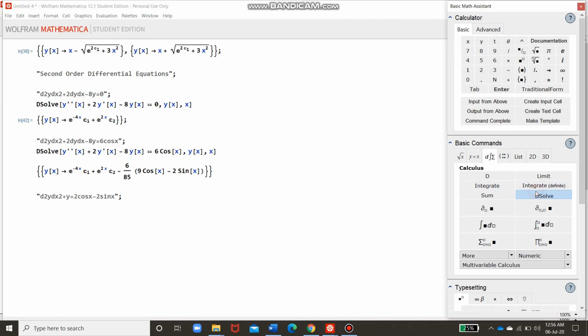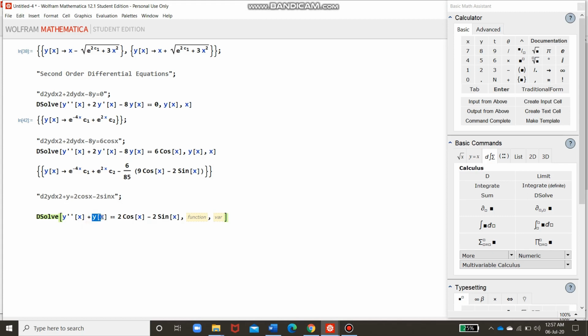So it's simple. I use the DSolve function. I'm going to use y double dash x plus y of x equals 2 cos of x minus 2 sine of x. Make sure your trigonometric functions are correct. That's where most of us make a mistake.